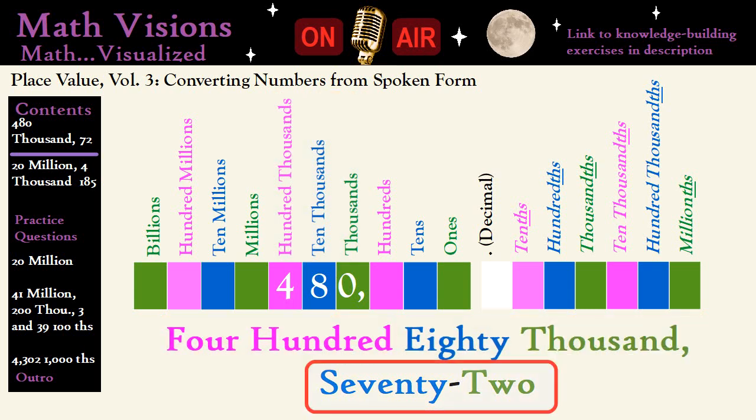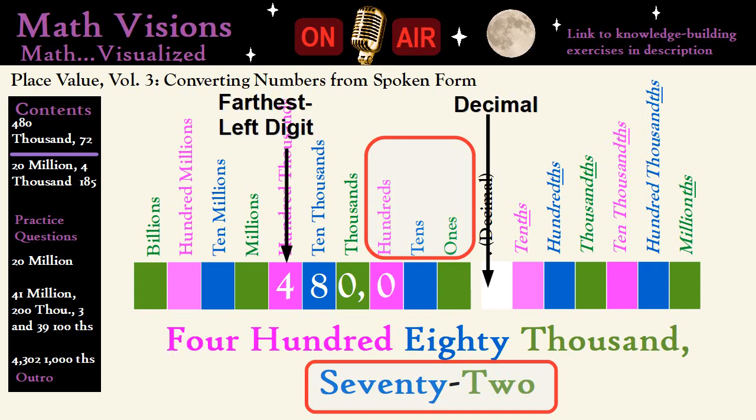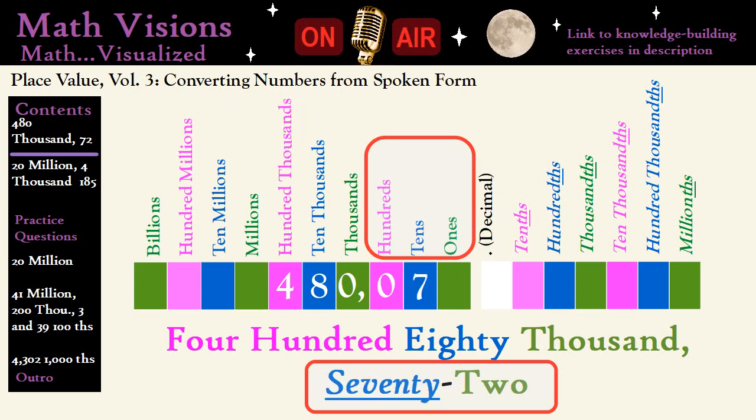The next portion is 72. Since this portion is just 72 without million, thousand, tenths, thousandths, etc. behind it, we look for the portion of the chart with hundreds, tens, and ones. Since 72 is only a double-digit number, and this portion of our big number is between the decimal and the farthest left digit, we write a placeholder 0 in the hundreds place. We have 70, so 7 goes in the tens place. At last, we have 2, and that goes in the ones place.